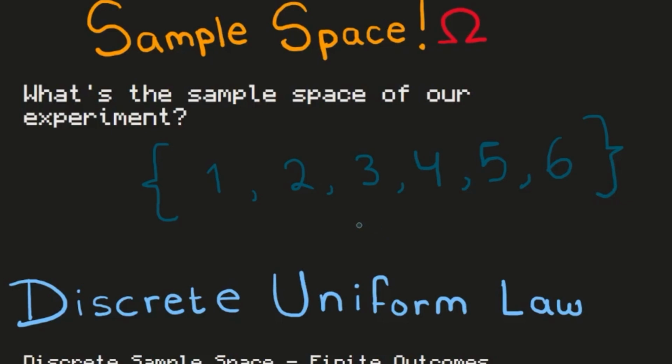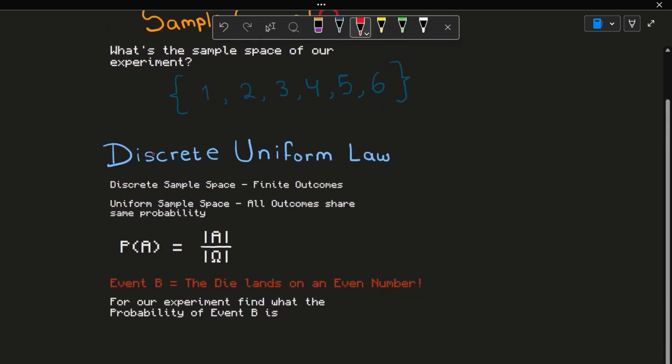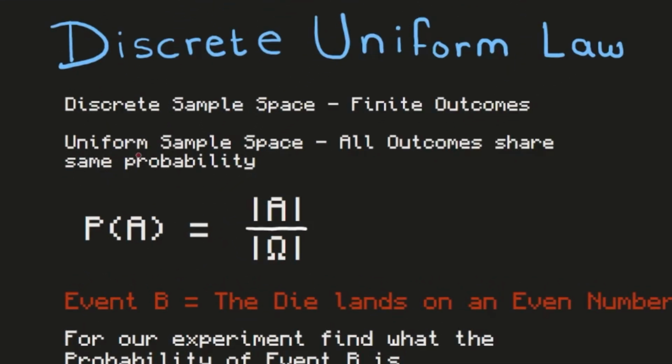Now let's jump into the discrete uniform law, the actual meat of our video. We can use the discrete uniform law when a sample space is both discrete and uniform. For a sample space to be discrete, it has to have a finite number or countable number of possible outcomes. And for a sample space to be uniform, all the outcomes have to be equally likely. The discrete uniform law tells us that the probability of an event A is equal to the number of elements of A over the total number of sample points, or the cardinality of A over the cardinality of the sample space.